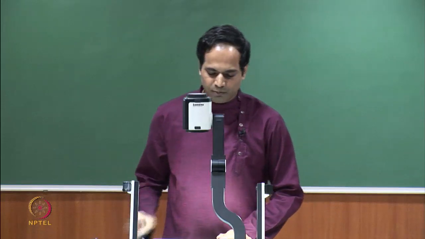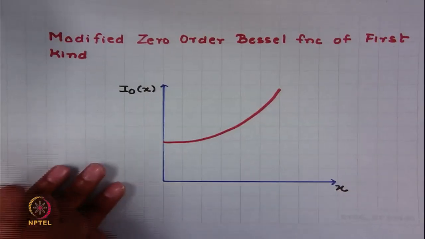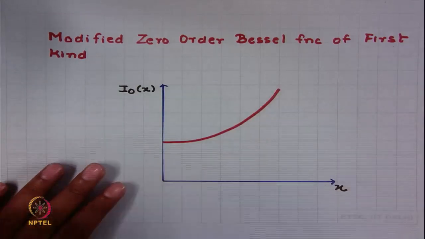Let us see how this modified 0 order Bessel function of first kind looks. It is a monotonically increasing function of x.